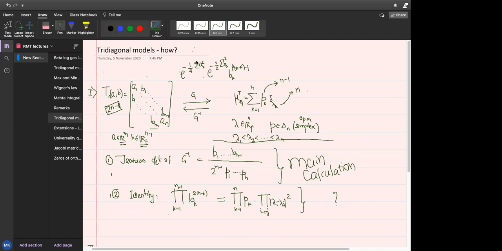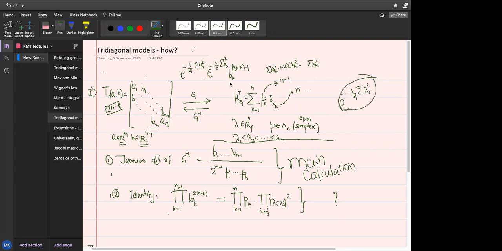Now, one part of it is okay. In the exponent, you have summation a_k squared plus 2 times summation b_k squared, which is actually the trace of the square of the matrix, which is also summation lambda_k squared. That is how, on the other side, we get e to the minus 1/4 summation lambda_k squared. This factor comes.